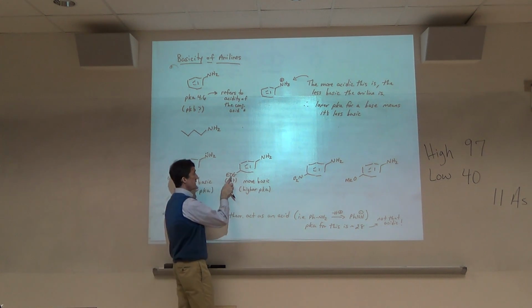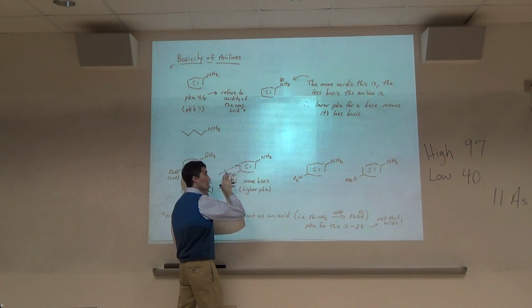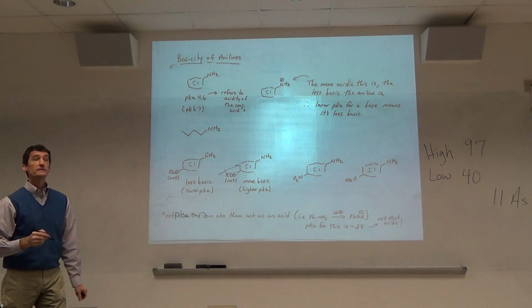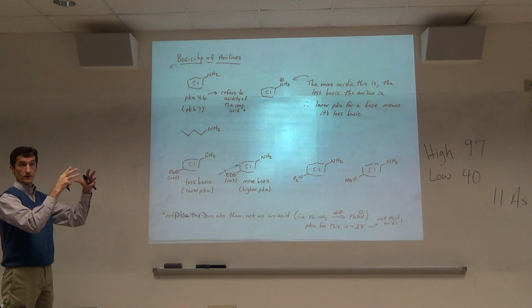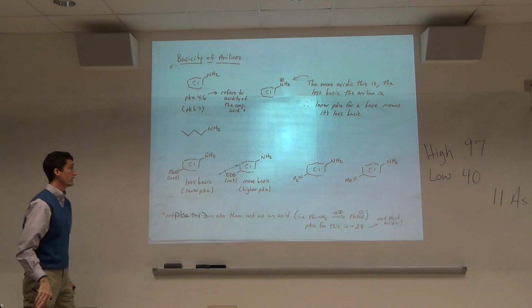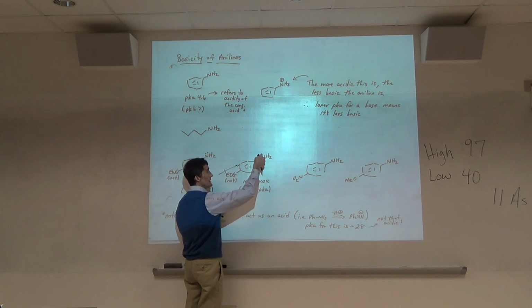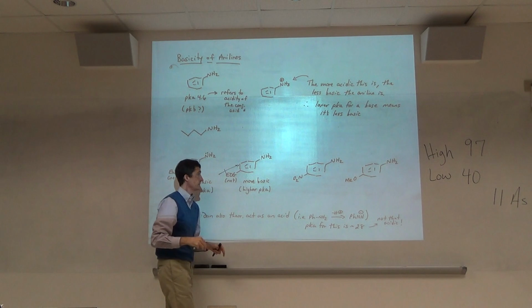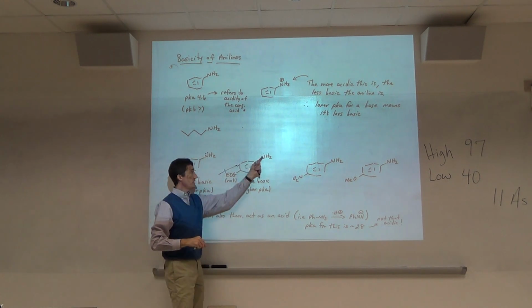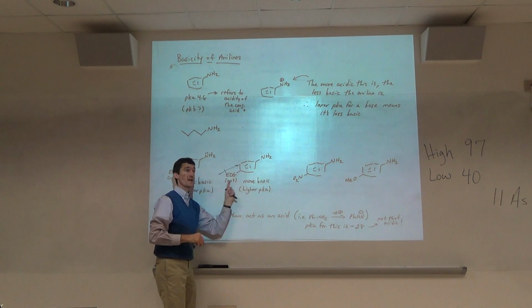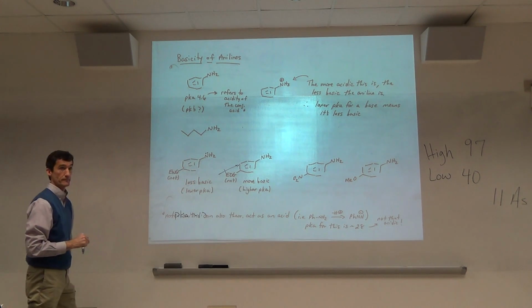Now, what if we put a donating group and we push electrons towards the lone pair? What's that going to do to the electron density at the lone pair? We're pushing electrons towards it. It's going to increase the electron density there. So if we increase the electron density, there are more electrons there in terms of density. That will make it more basic. You need to rationalize this, not just memorize them.